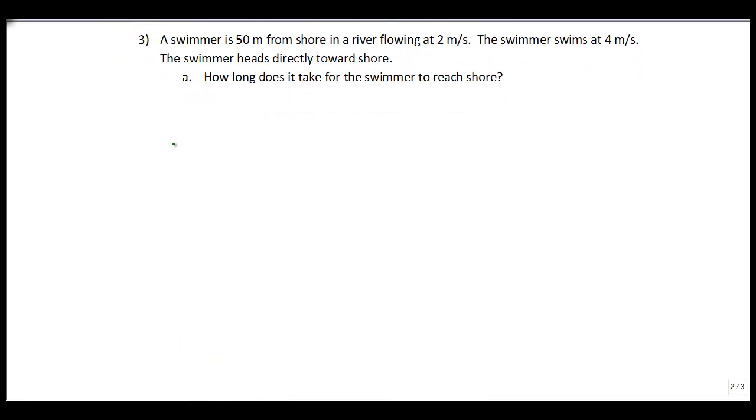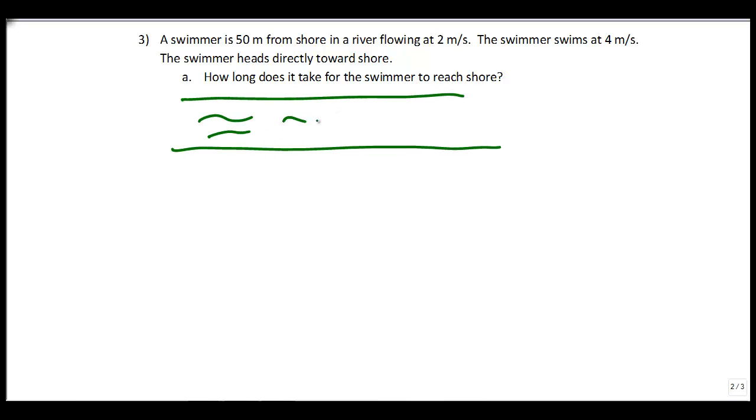So a very similar picture to what we had on the previous question. Got a river, perhaps the same river, we're going this way. But now I'm going to make my origin here. So my swimmer starts at the origin. I'm not sure the stick figure helps here, but there it is. So it starts there. And the swimmer swims towards shore here.